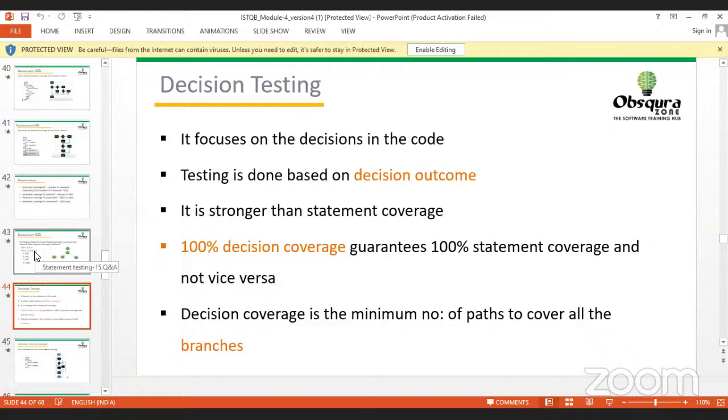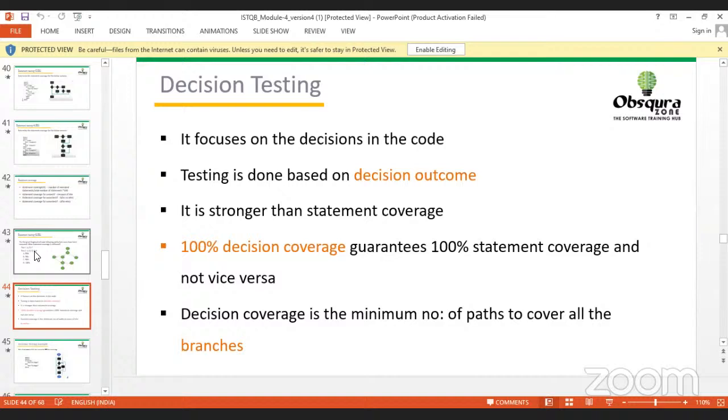Next is decision testing. Decision testing focuses on the decisions in the code. Testing is done based on the decision outcome, and it is stronger than statement coverage. In statement coverage, we were only considering the nodes, right? We were not considering the branches. So it is stronger than statement coverage. 100% decision coverage guarantees 100% statement coverage and not vice versa.